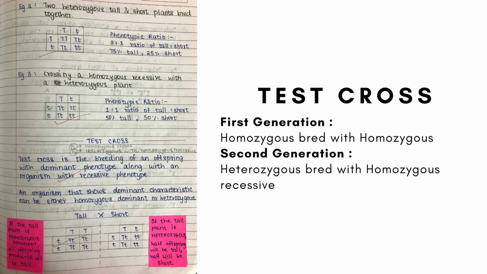So here we are again using tall, capital T, and short, small t. So we get all heterozygous. Then we breed heterozygous, which is capital T, small t, along with small t, which is short. So we'll get 50% tall and 50% short.